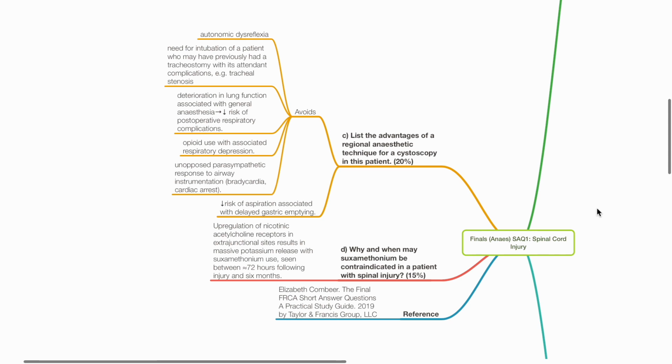D. Why and when may suxamethonium be contraindicated in a patient with spinal injury? 15 marks. This is due to upregulation of nicotinic acetylcholine receptors in the extrajunctional sites, which causes massive potassium efflux with suxamethonium use. The resultant hyperkalemia may lead to life-threatening arrhythmias. This is seen between 72 hours following injury and 6 months.